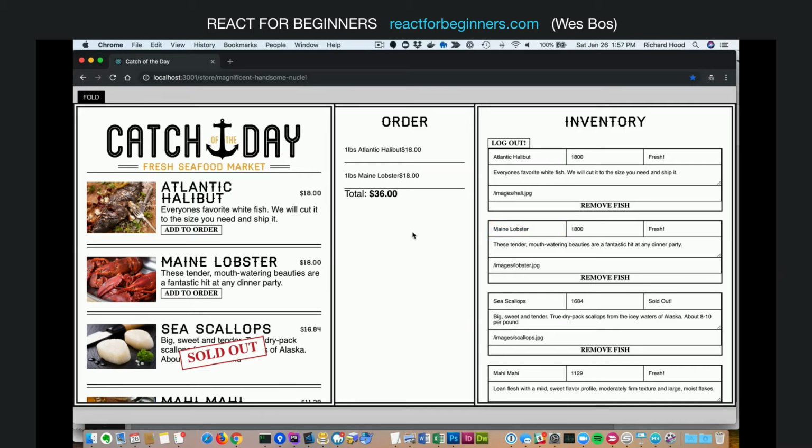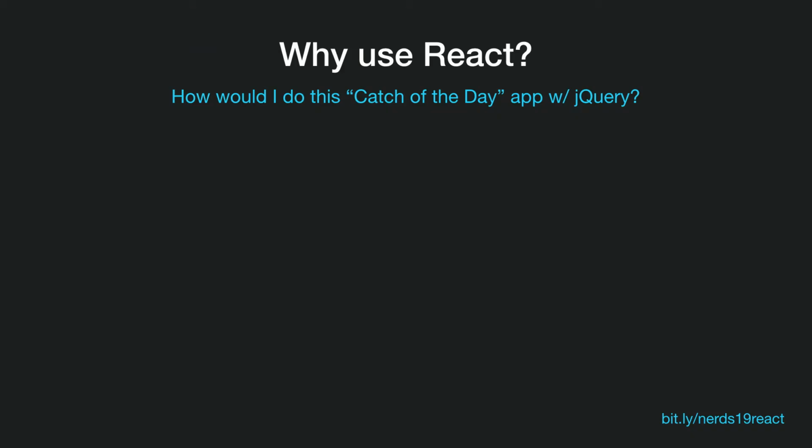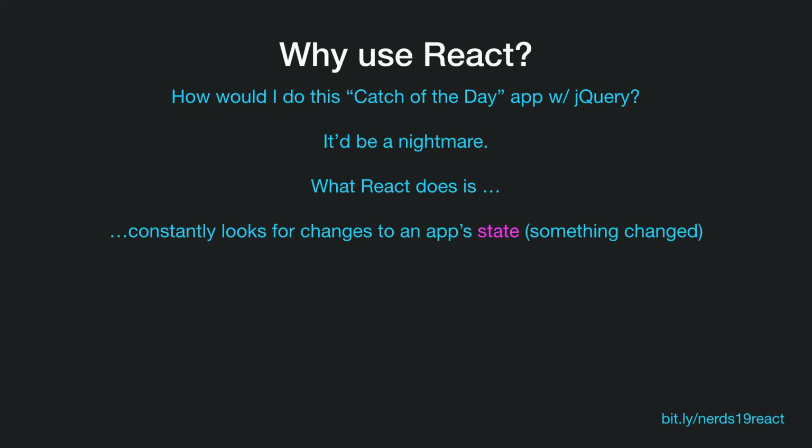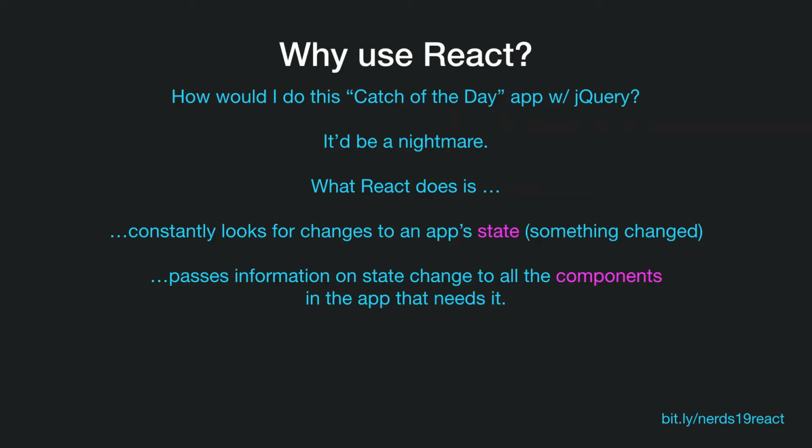So that's a good example of where React becomes useful. So how would I do this Catch of the Day app with jQuery? It would be kind of a nightmare. What React does is it constantly looks for changes to the app's state, like what state the app is in, what price the fish is, etc. And then when something changes, it passes the information from state to all the components that are in the React app. And we'll talk about what state and components are in a minute.